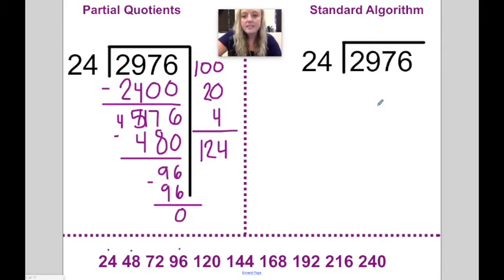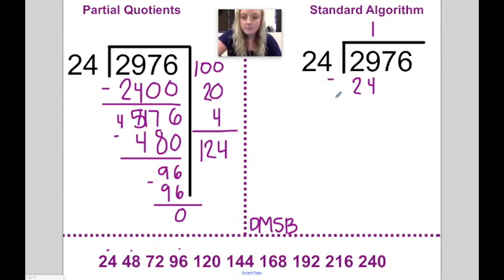Let's take a look at the standard algorithm. You can remember the fun little phrase, does McDonald's sell burgers? And that's just a fun way to remember the steps. Divide, multiply, subtract, bring down. Just like in the partial quotients method, I'm still going to look at these first two digits and see which multiple of 24 is closest. 24 is the closest multiple, and it's the first multiple. So I'm going to put a 1 on the top. Notice how that's different from partial quotients, where I put it on the side.